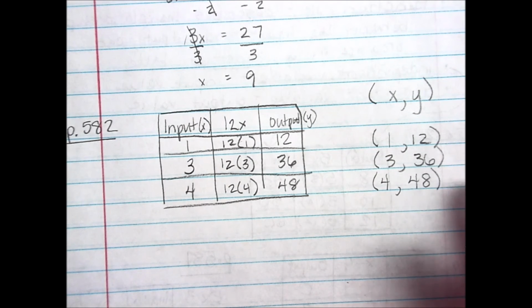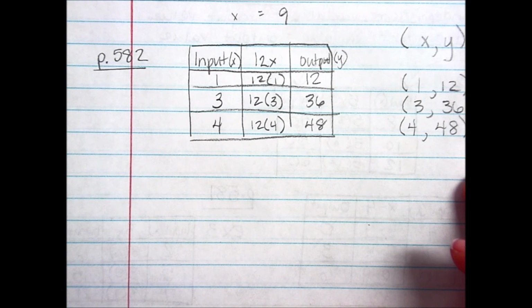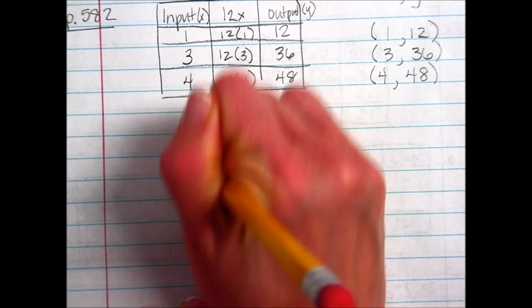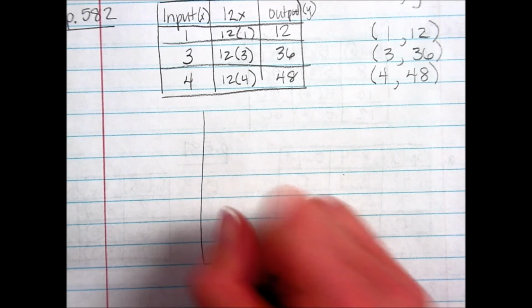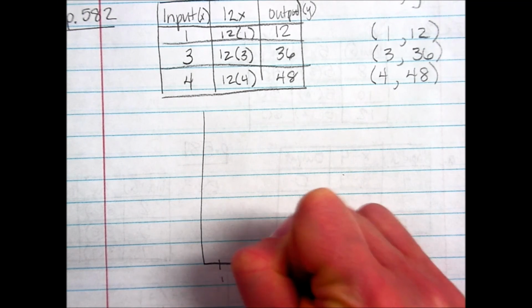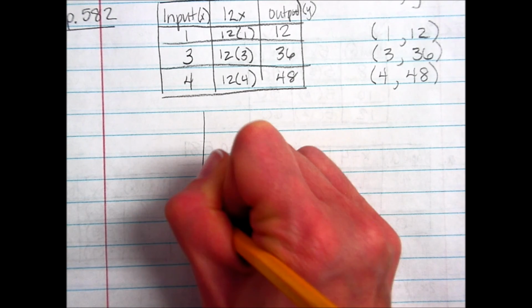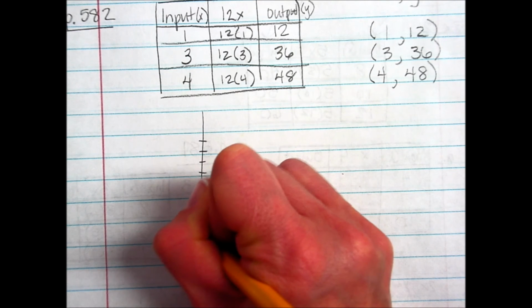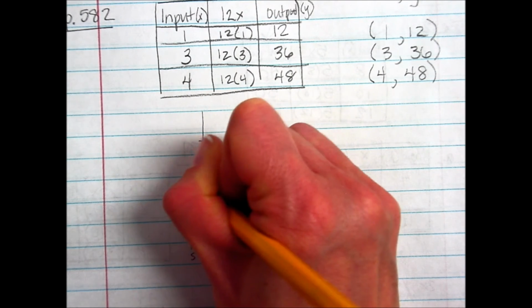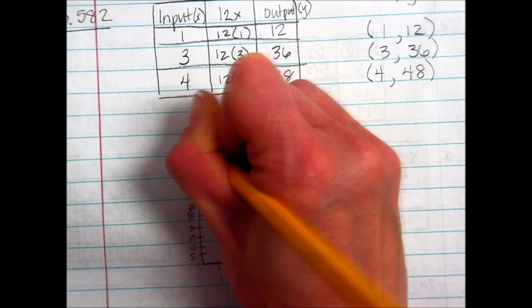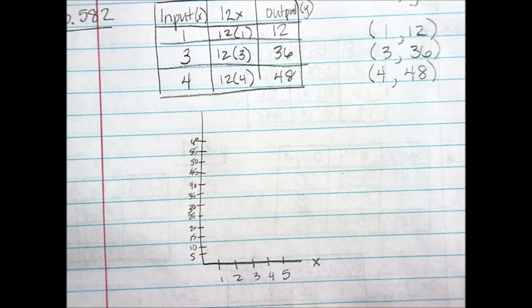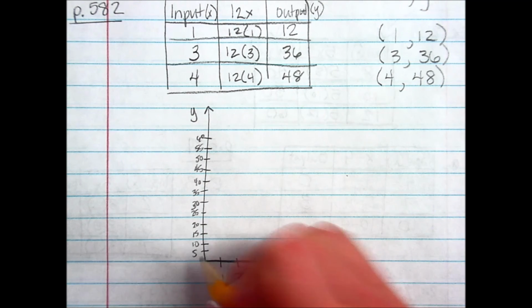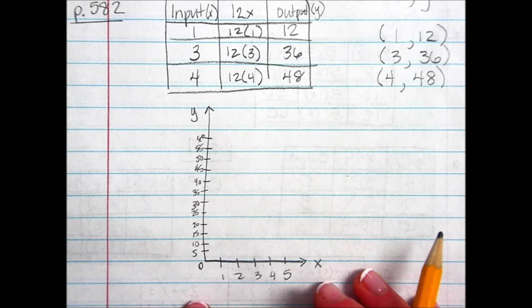So now it wants us to graph this, and if you're doing it in your book, it's already created for you. You can just plot your points there in your book. That'll save you some time. Okay, so our x-axis is horizontal, our y-axis is vertical, and I know my spaces aren't even, but we'll get the representation that we need.